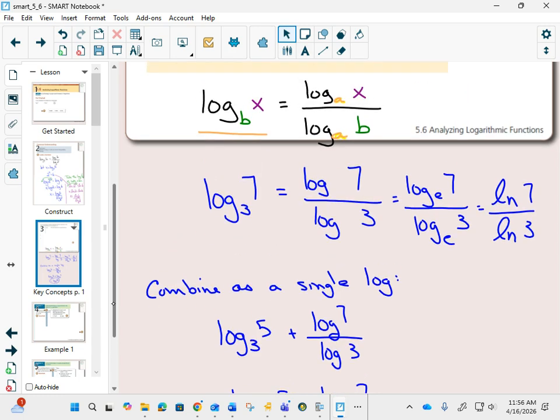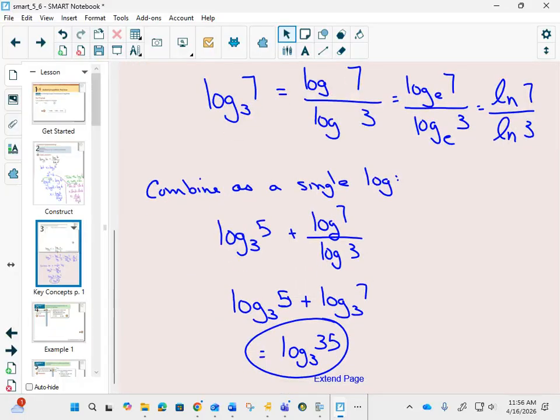So if you had something like log base 3 of 7, you could change that to log 7 over log 3, which would be helpful because you could type it into any calculator. You could change it to natural log 7 over natural log of 3. Also very helpful because you could type it into any calculator. Any other base you could do, but it would not necessarily be helpful. So we sometimes get questions like this. Combine as a single log.